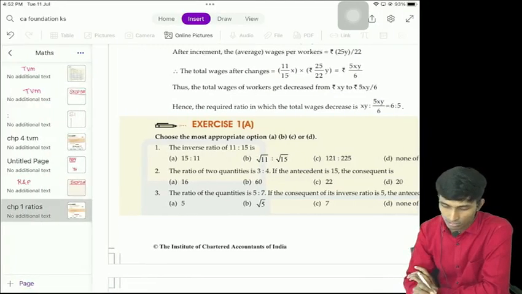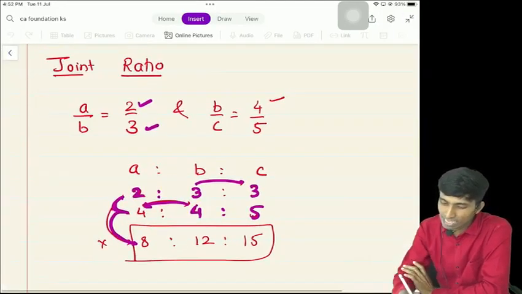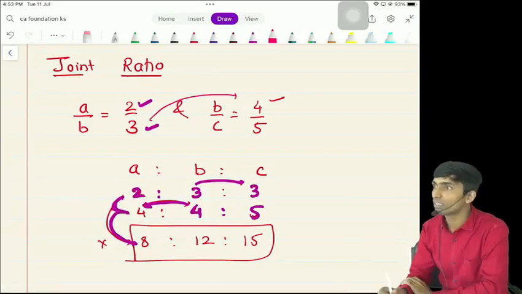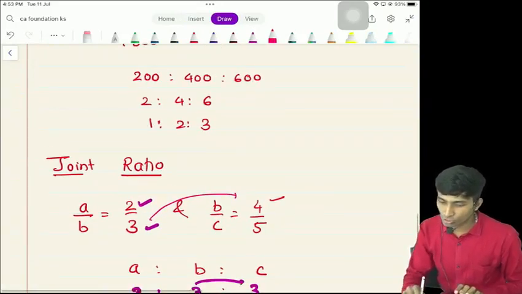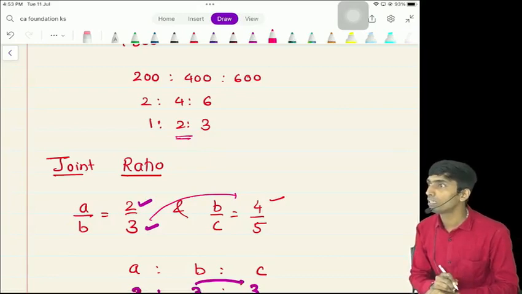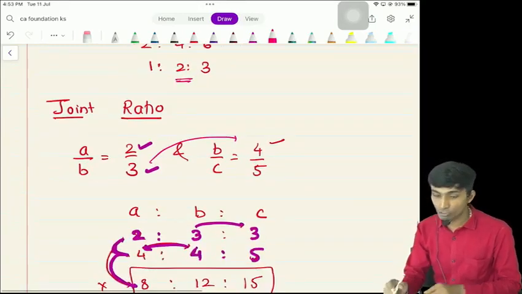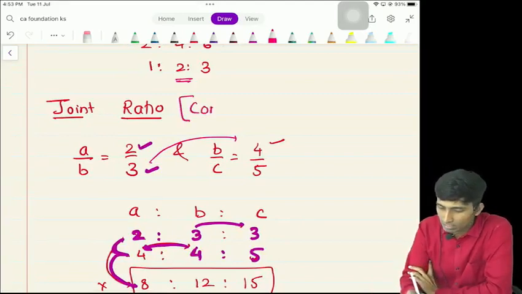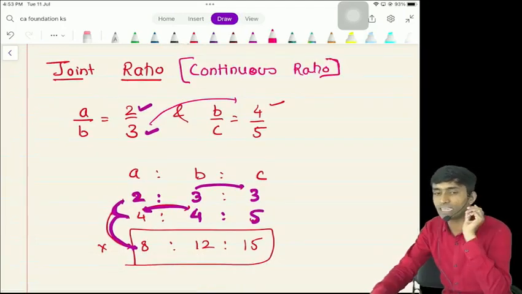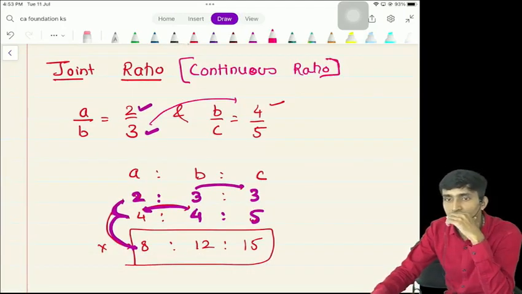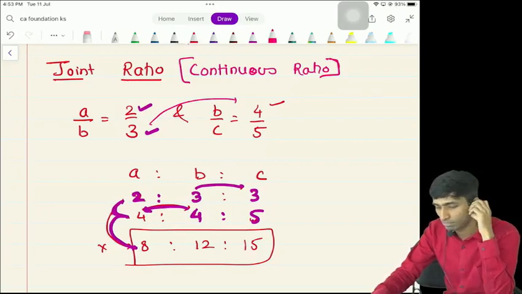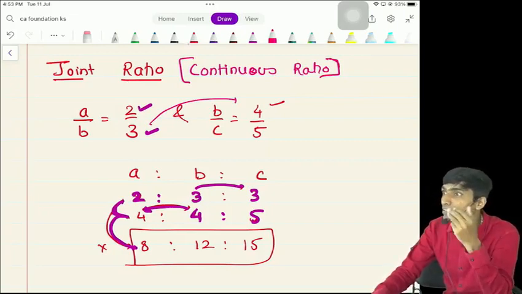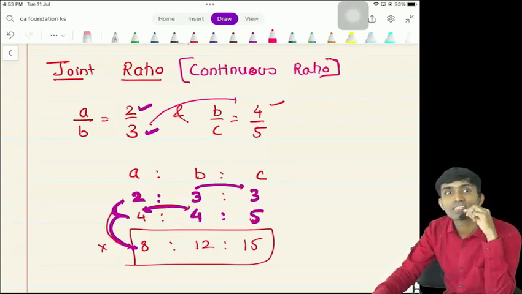One minute. If it is joint ratio, then B needs to be the same, no? Here, is it the same? If it is joint ratio, then B needs to be the same. Joint ratio means, to derive the joint ratio, what you have to do? In brackets you can write: continuous ratio. Joint ratio or continuous ratio. You have to join it, so I have given the name joint. Clear?